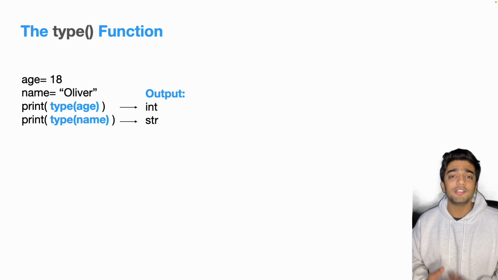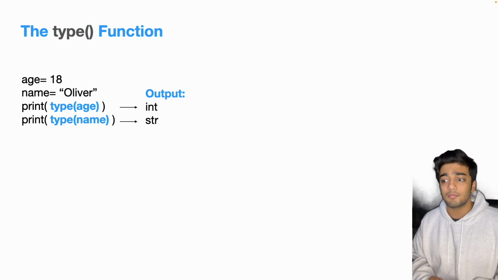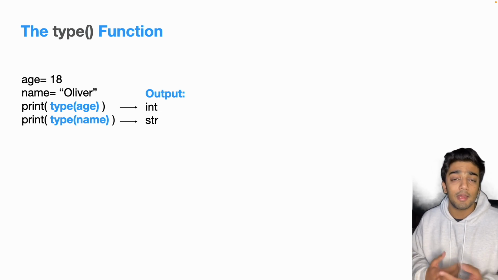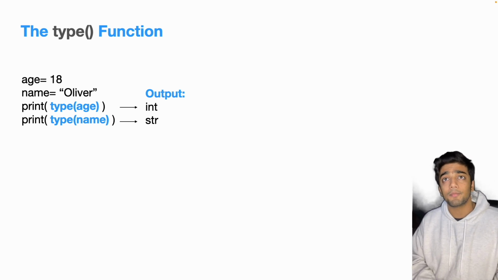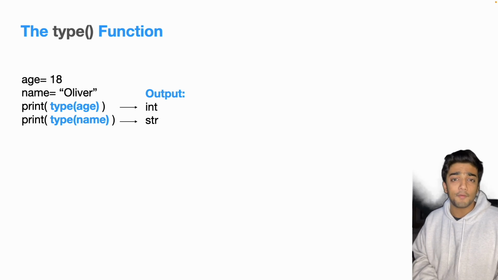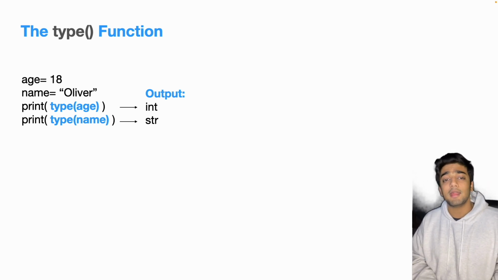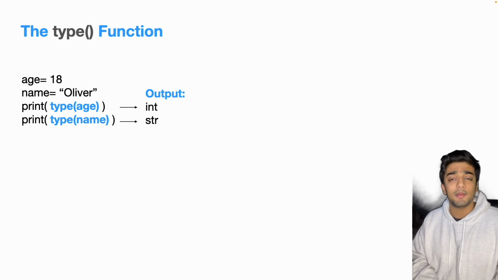Now, I've just been telling you guys that a certain value belongs to a certain data type, but how do we tell for sure that they actually belong to that data type? For that, Python gives us a function, which is the type function. As you see on the screen, we have two variables. The first one is age and the second one is name. The age variable stores a value 18 inside it, and the name variable stores the value Oliver inside it.